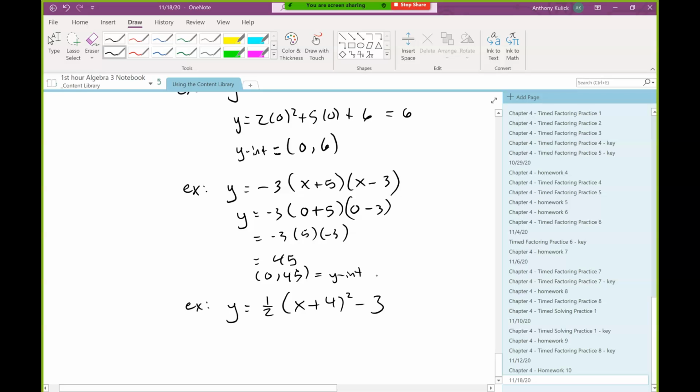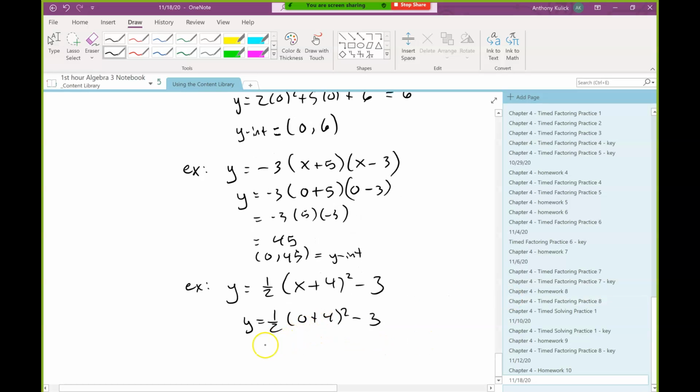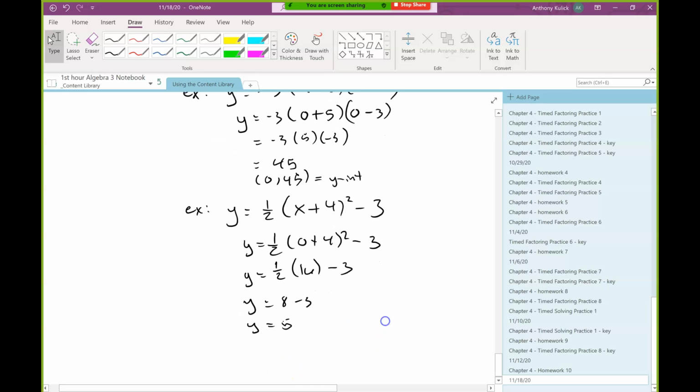And if we had vertex form, again, same thing, we'll plug 0 in for x. So 0 plus 4 is 4, and 4 squared is 16. 1/2 of 16 is 8, and 8 minus 3 is 5. So we have the point (0, 5) as the y-intercept.